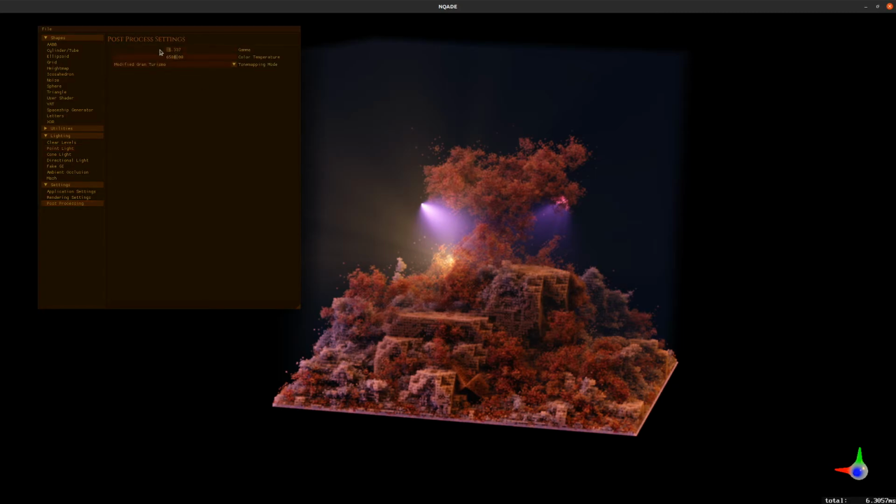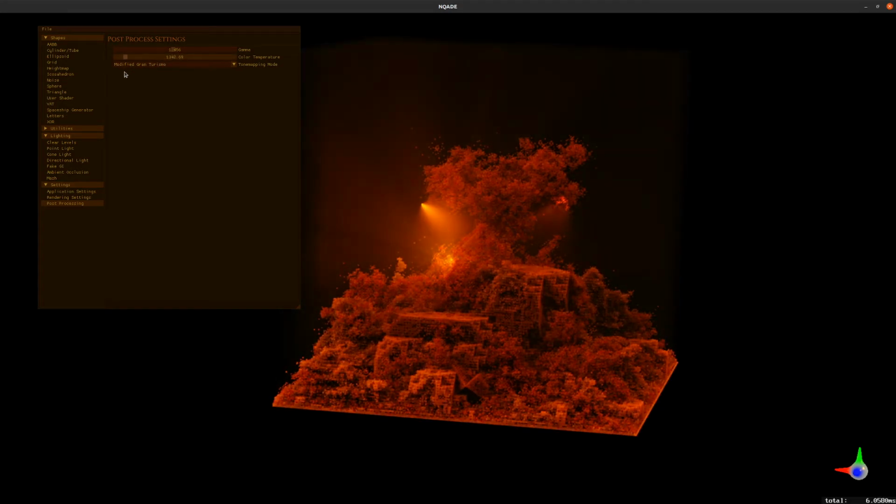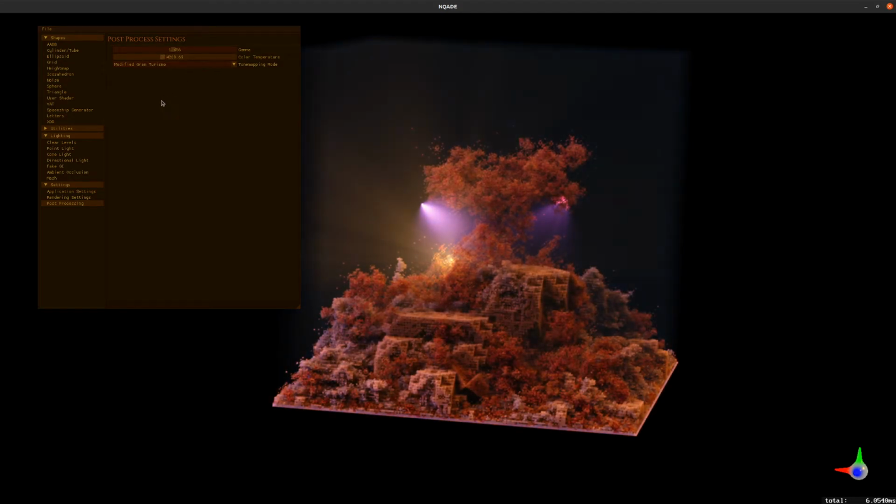Post-processing right now is very simple. I just have a gamma slider, and a color temperature correction slider too, which is logarithmic, but that can be kind of cool too. Default is 6500. And then I've got a whole bunch of tone mapping curves that I've collected over time.